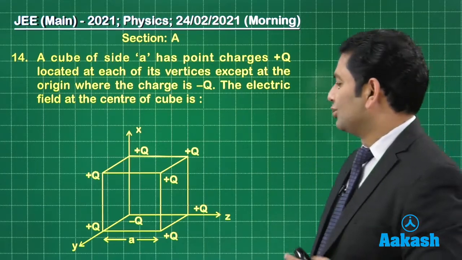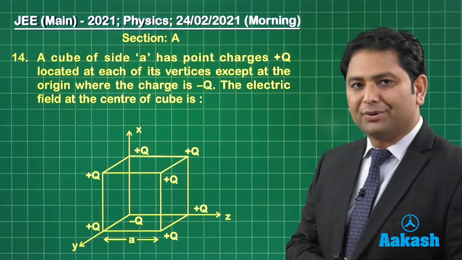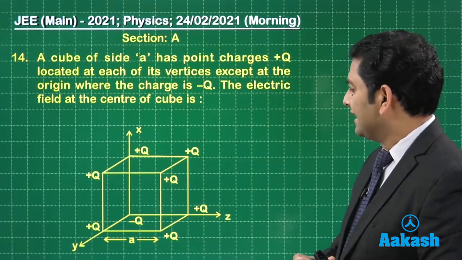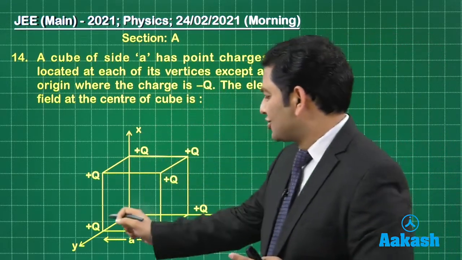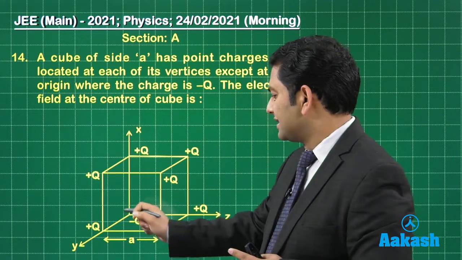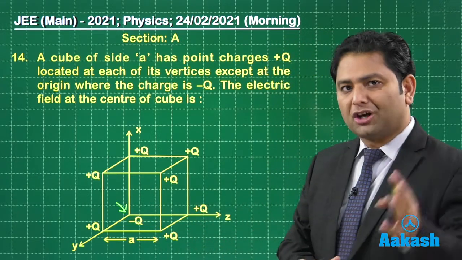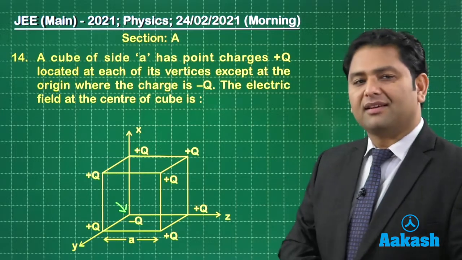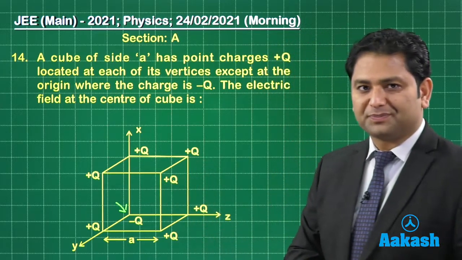Question number 14, what does it say? Electrostatics, a little bit of vectorial computation will be required. There is a cube of side a that has a point charge q each at all the vertices except the one which is at the origin, where the charge is minus q. We've got to calculate the electric field at the center of the cube.